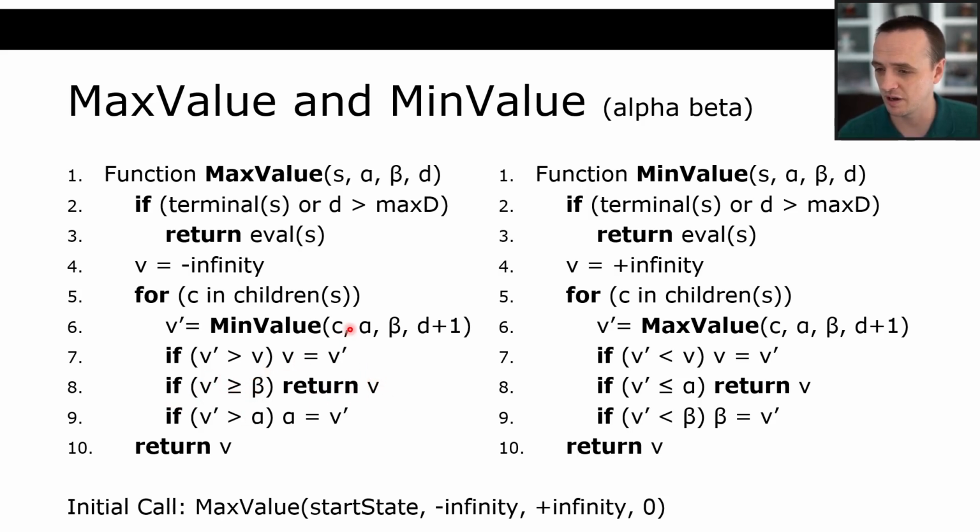This is for the maximizer. If v prime is greater than alpha, then alpha is equal to v prime. And so this line is the cut, saying that if we see something outside of our window, stop doing computation and just return the value. This line right here says if we see a new best value, then set that equal to alpha. Okay? And the opposite happens over here for the min value.